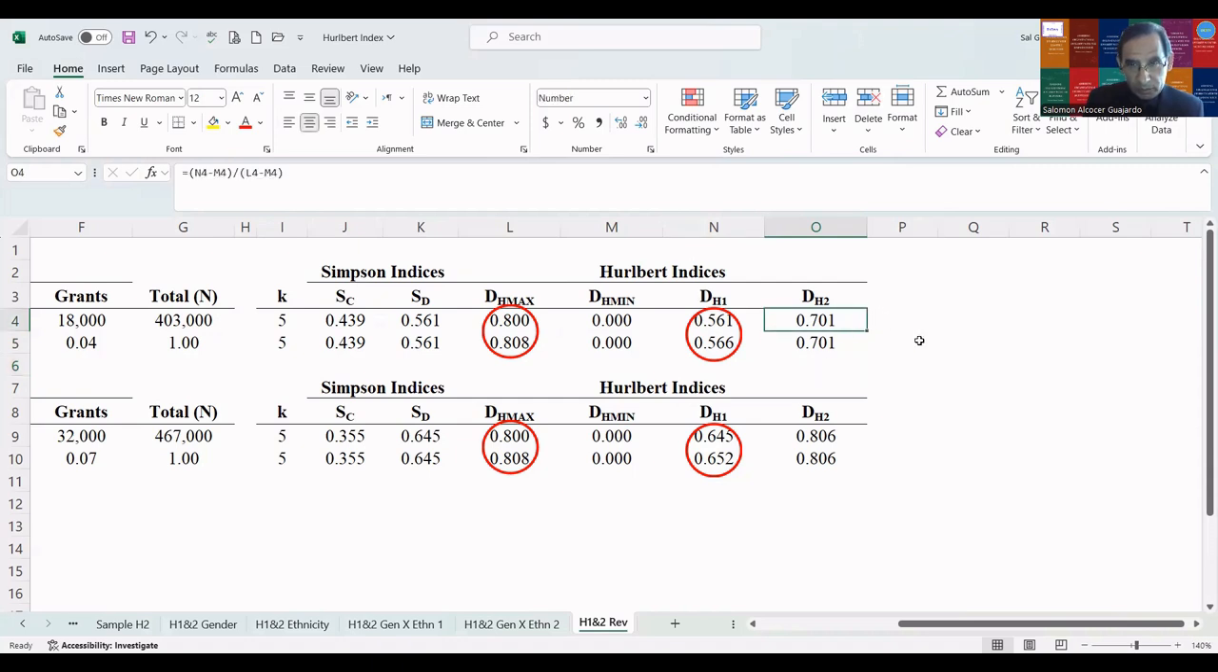Again, the 0.701 indicates that the organization obtained 70% of the relative maximum value. And remember, the relative maximum value is the maximum value minus the minimum value.